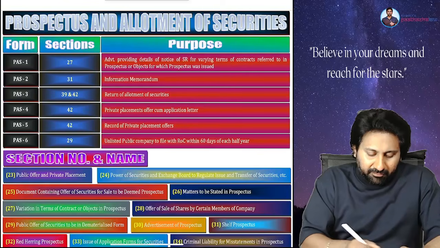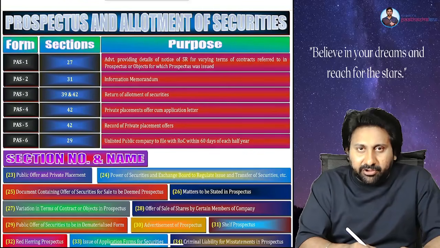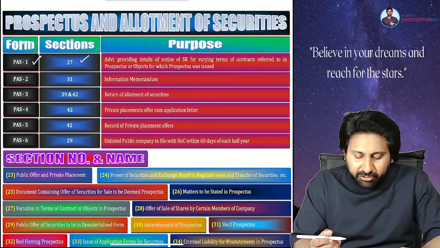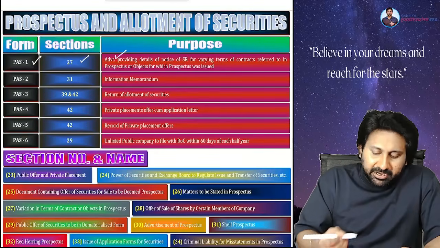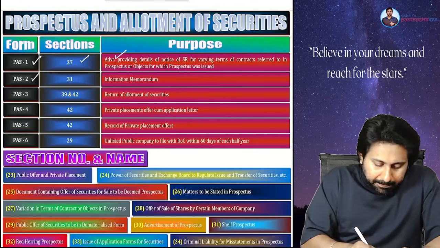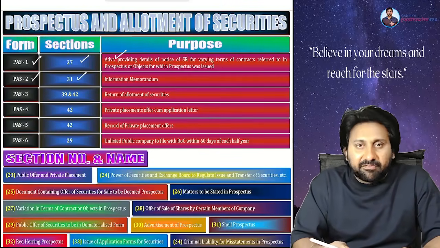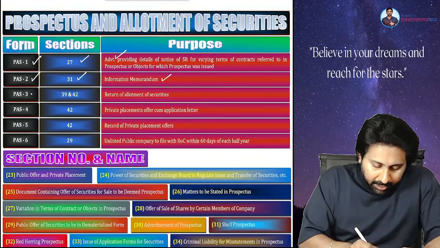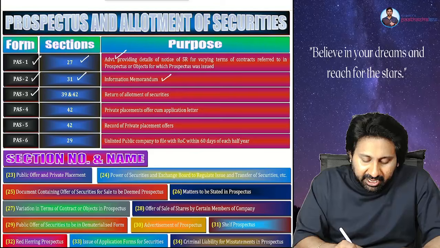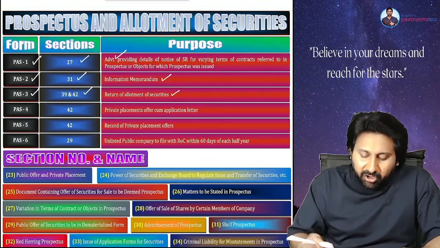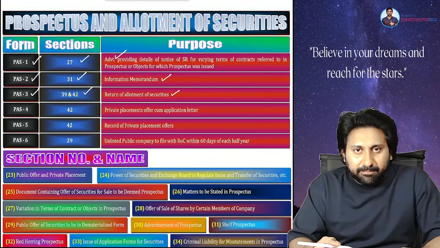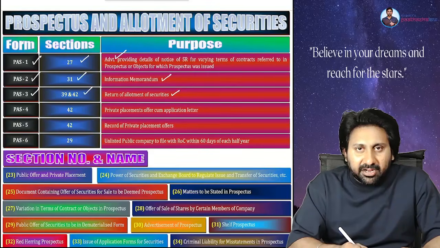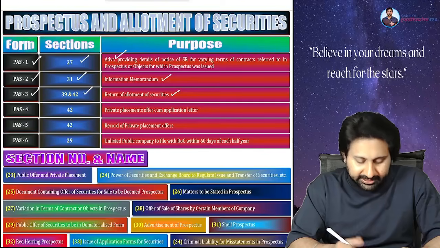There are 6 kinds of forms that are applicable for your exam. PAS 1 is covered in section 27, advertisement related details. PAS 2, section 31 will cover this, talking about the information memorandum format. PAS 3, section 39 and section 42, return of allotment, which will be filed with ROC. Normally 30 days, private placement 15 days: section 39, 30 days; section 42, 15 days.